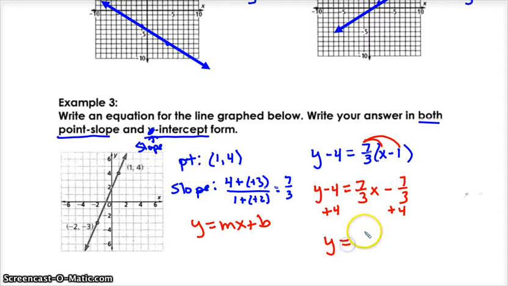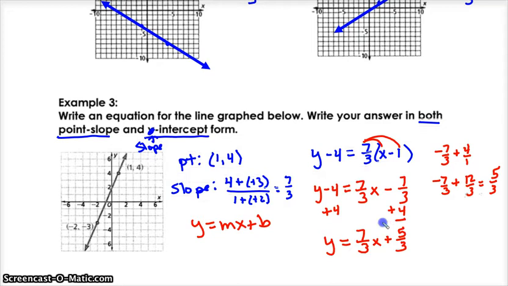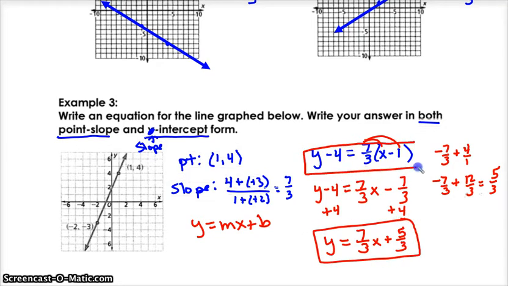So y equals 7/3 x, and this is where the fun happens. I have to do a little side work to add these fractions. I've got negative 7/3 plus 4. In order to add fractions, I need to have a common denominator. So negative 7/3 plus 12/3 equals 5/3. So my final answer is y equals 7/3 x plus 5/3. There you have it, folks. There is the equation of a line in point slope form and in slope intercept form.